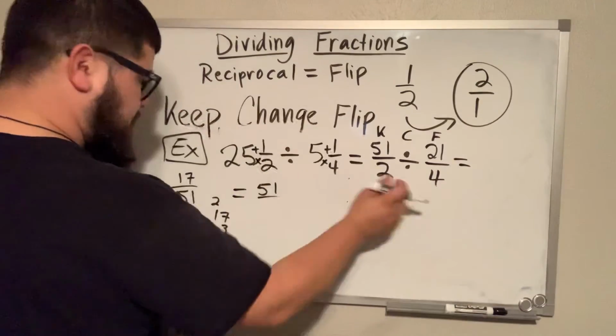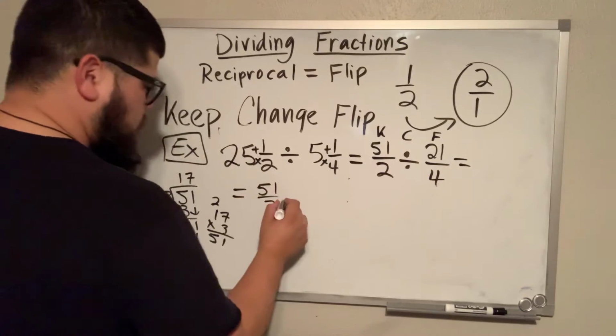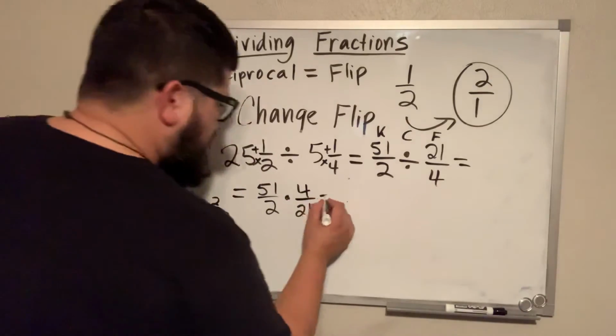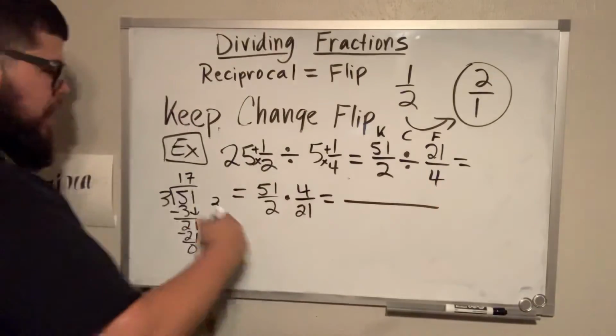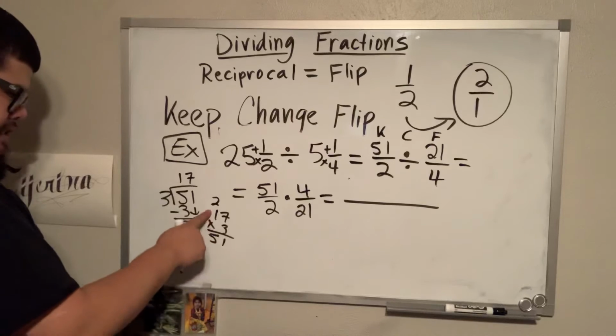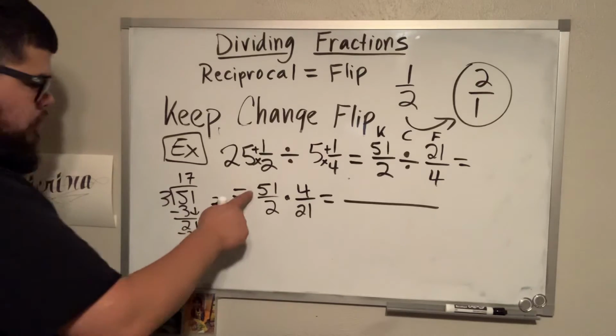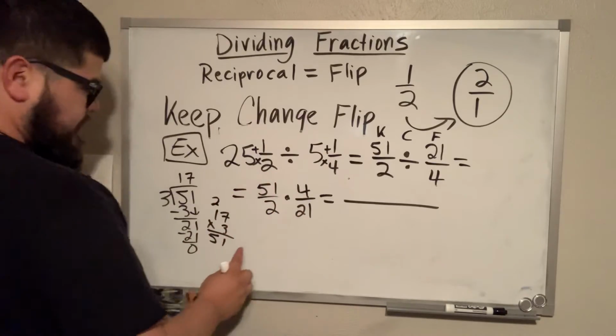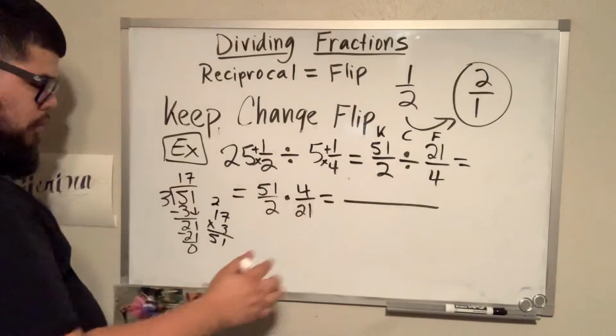So I'm going to keep change flip it, 51 over 2 times 4 over 21. And I want to use the idea that we did before. We're just going to prime factor everything we know that can be prime factored. So we figured out 51 is actually 17 times 3, right? So I'm going to rewrite. Remember, we would just multiply across, but we want to prime factor everything so we can cancel some things before we get to the end.